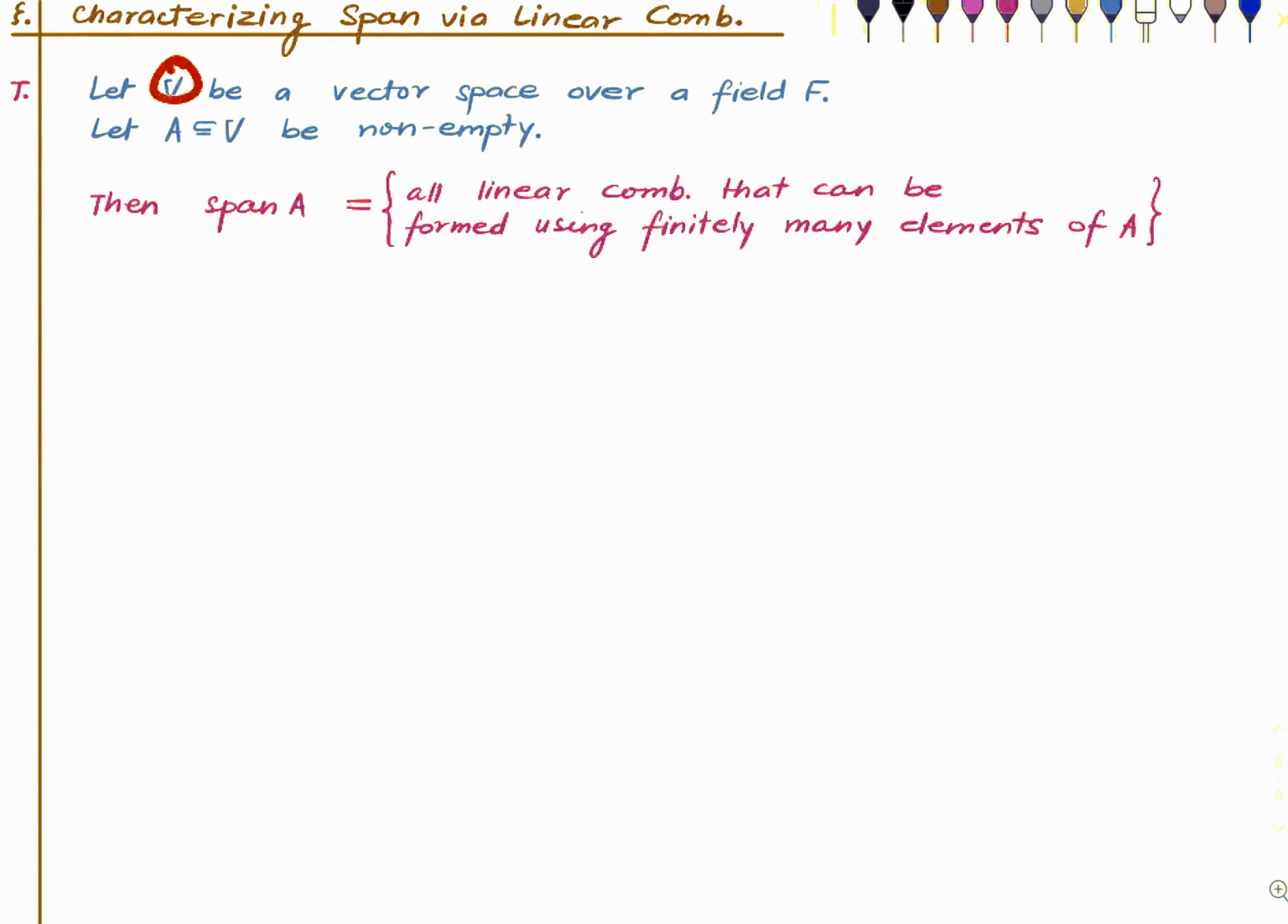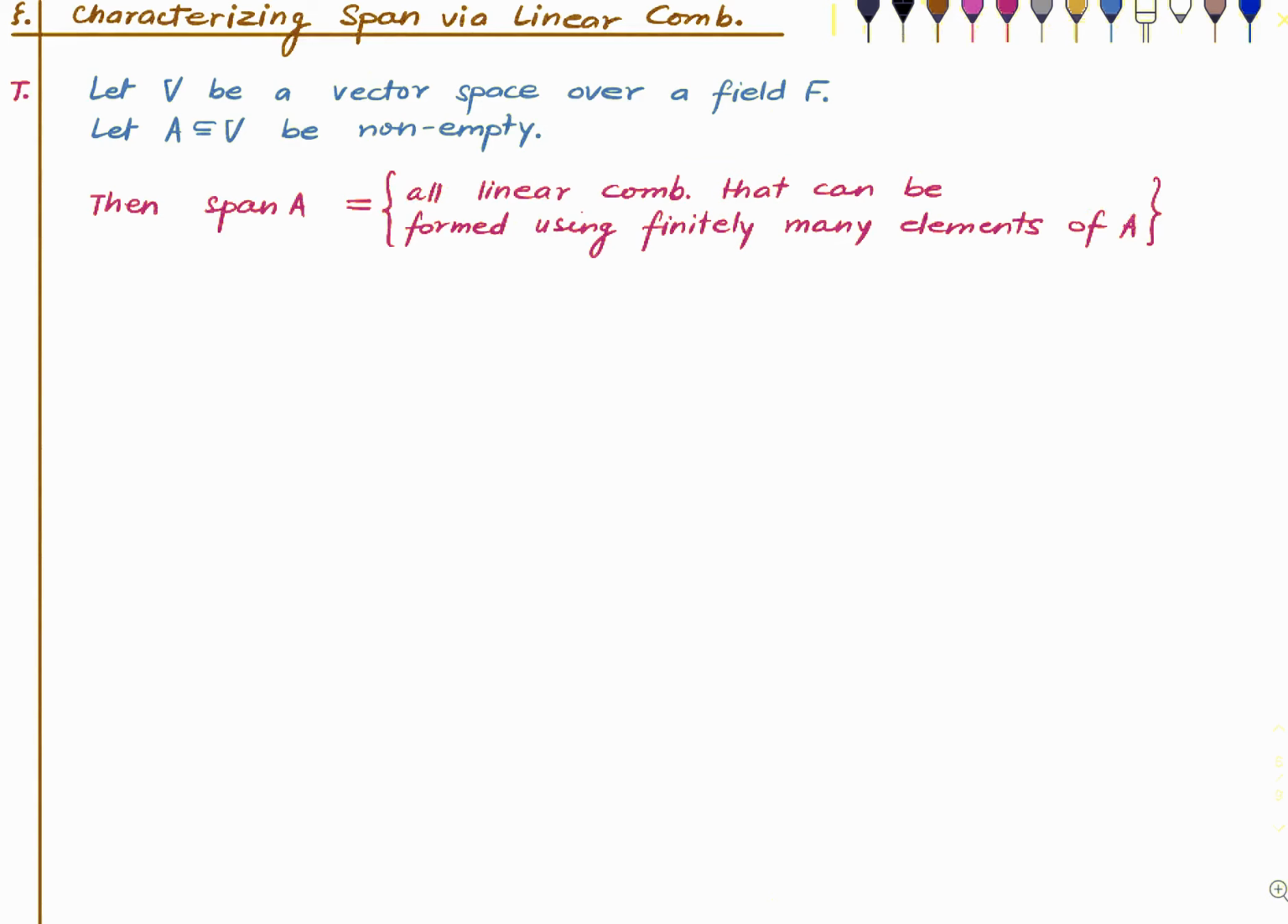So fix a vector space V over a field F, and let A be a non-empty subset. Then span A, as we have already defined, is the intersection of all the subspaces of V which contain A, and it can also be described as follows. Take any finitely many elements in A and take a linear combination. Basically, it's all those vectors in V which can be expressed by taking a linear combination of some finitely many vectors in A. That's what this is.